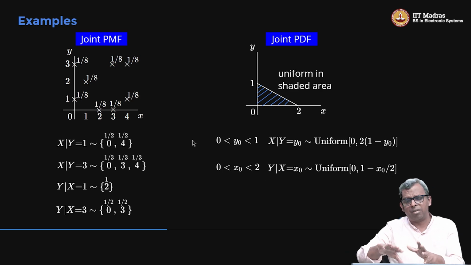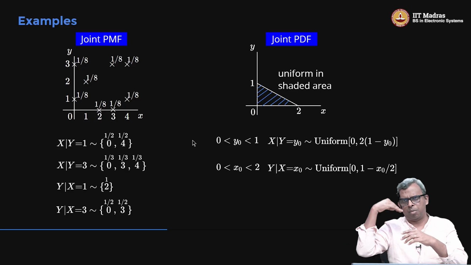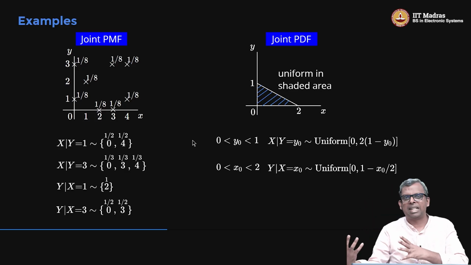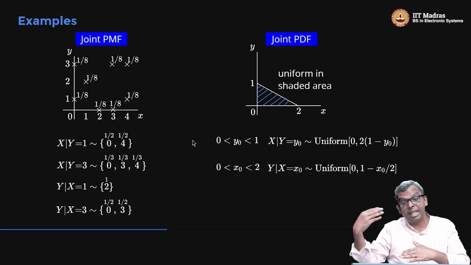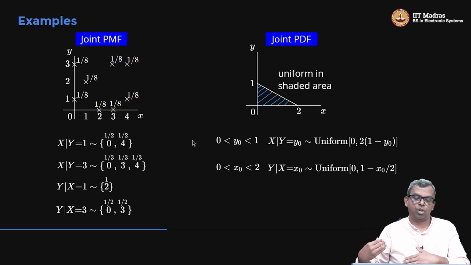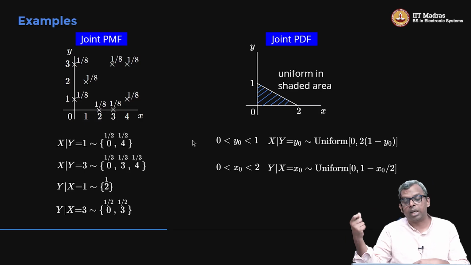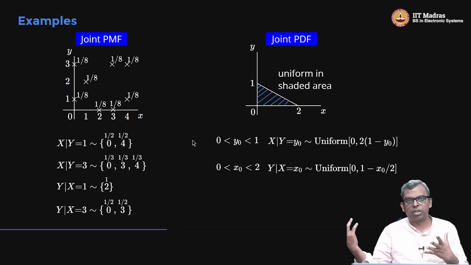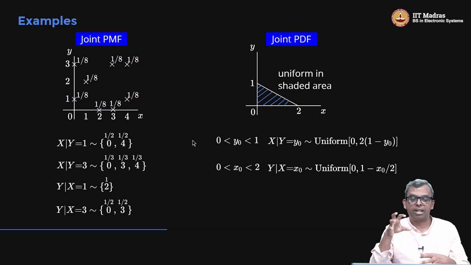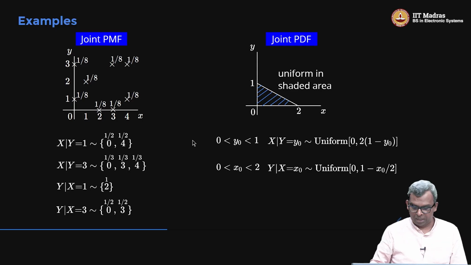Okay. Now, if you have an arbitrary joint PDF, it won't be uniform, it will have some other shape, but you can always calculate it. You can calculate the PDF of y given x equals x naught. You can calculate the PDF of x given y equals y naught. Okay. And from there, figure out the distribution and all that. So, this calculation you have to be comfortable with. Given different types of joint PDFs, you should be able to compute the conditional PDFs given particular values for one of the two random variables.